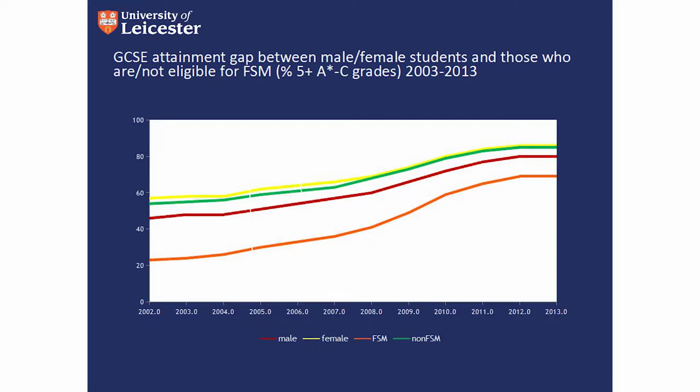But there are gaps. And these gaps are apparent in every country. This is not something that's particular to England. The yellow line shows performance of girls. And in this assessment, girls outperform boys, which is the red line. And that has happened for a long time.